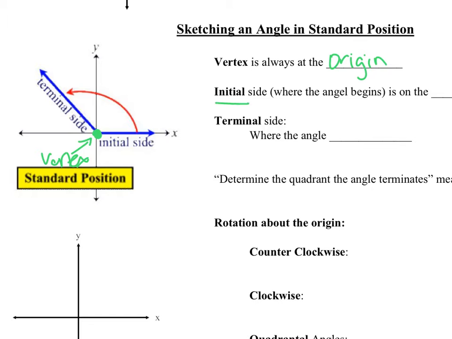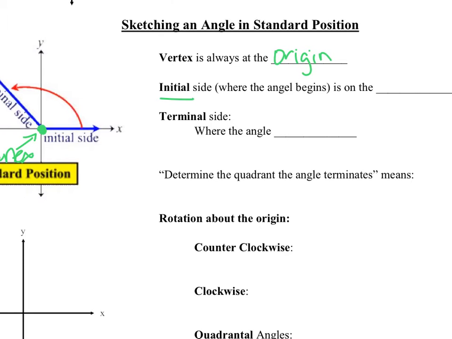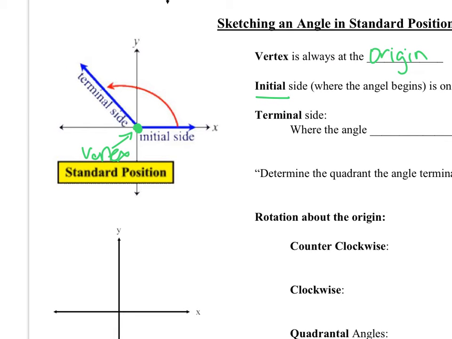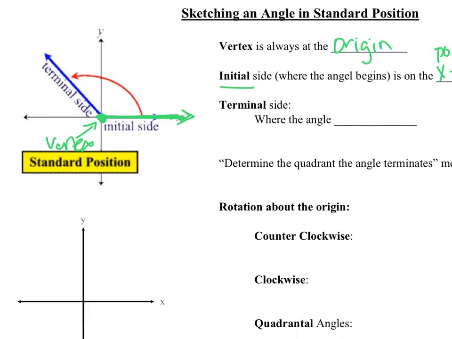Okay, the initial side, where the angle begins, that's always on the x-axis. Let me move over a little. It's always on the x-axis. So it's always on, and let's be even better, the positive x-axis. So what I mean by that is, remember, all the values over here on this side, that's positive x, right? Over here on this side, this is negative x. So the positive side, that's always your initial side. We don't even have to draw it. We just look at it. We know it's there. It's the terminal side that we really focus on when we have to draw.